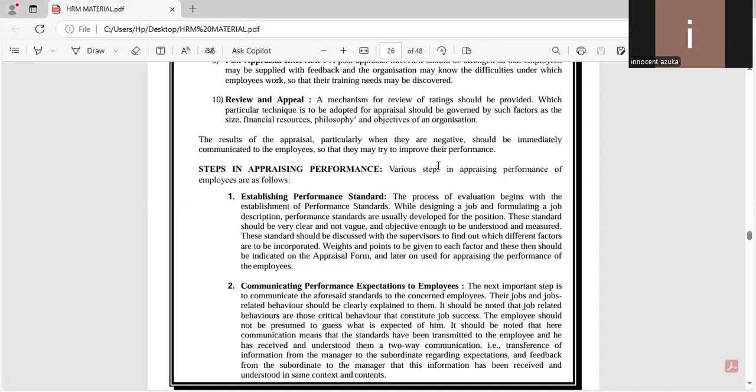Steps in appraising performance. Level 3 course, level 3 second semester course. Number one step is establishing performance standard.